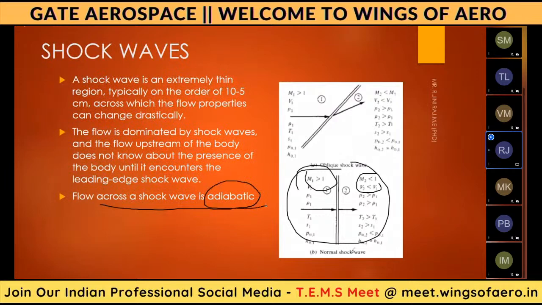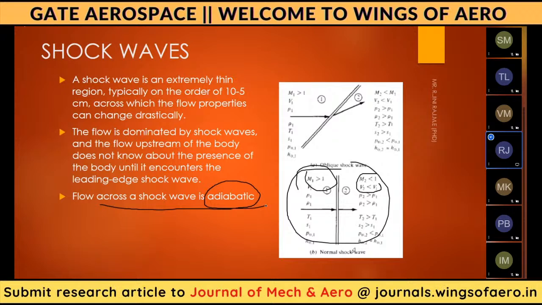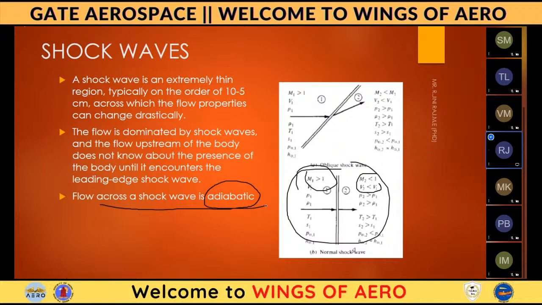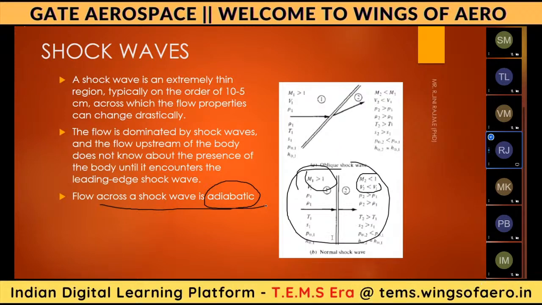So you need to just note this down, because they may be asking whether the flow across a shock wave is adiabatic or isentropic. There's a question in some 2014 paper. One question is there: the flow is adiabatic, isentropic, isothermal, like this. The flow across a shock wave is always adiabatic only.